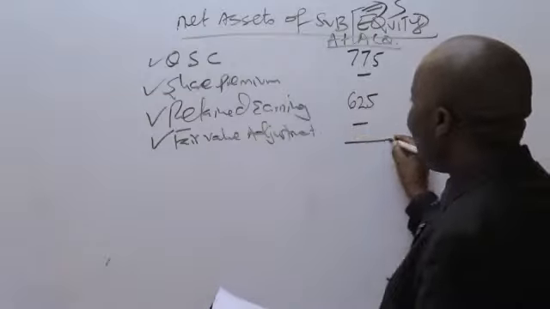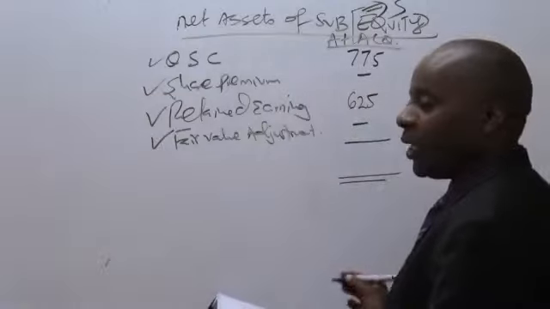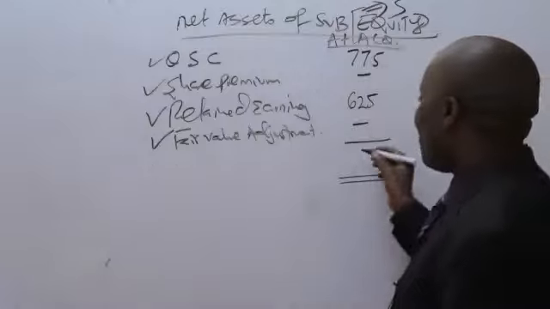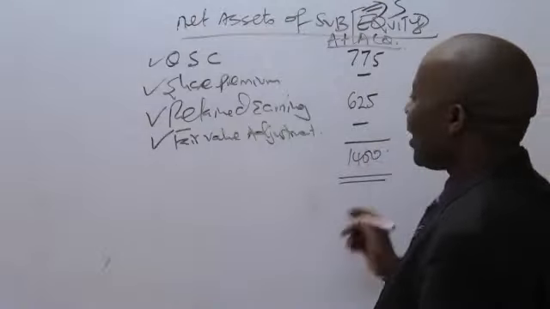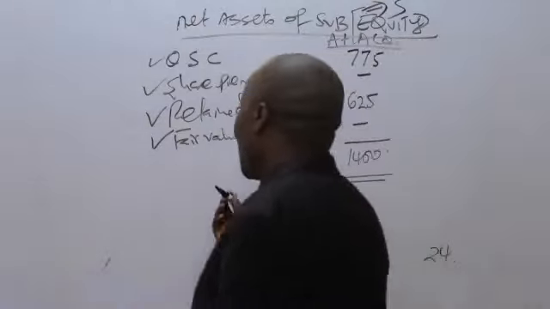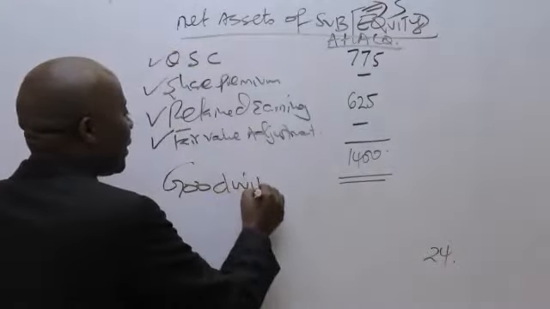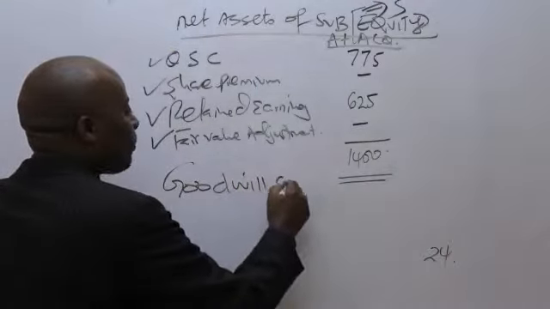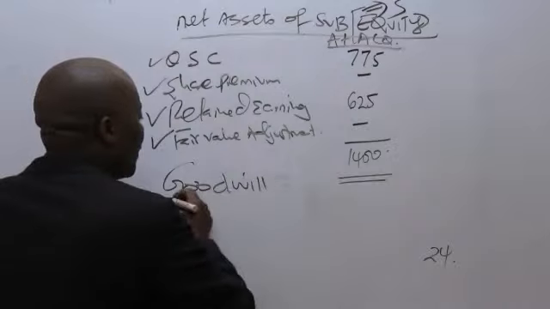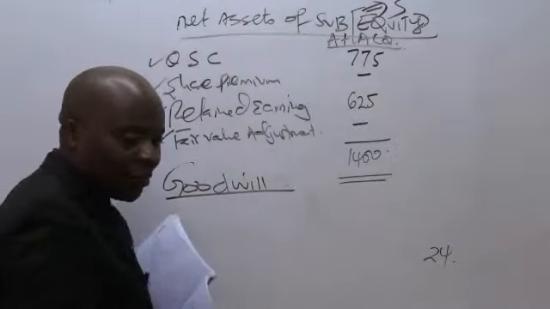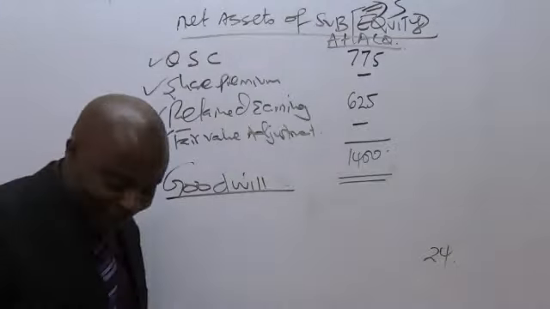So hebu niongeze hizi mbili zinakuja ngapi, hakuna hata vitu mingi, 1400. Great. So nakuja namwandikia hapa goodwill on acquisition. And some of these things, ladies and gentlemen, unafanya kama unacheka. Ile mahesabu haitaki makasiriko.